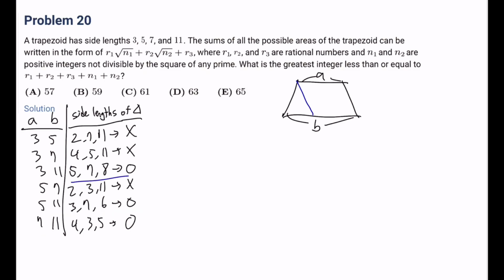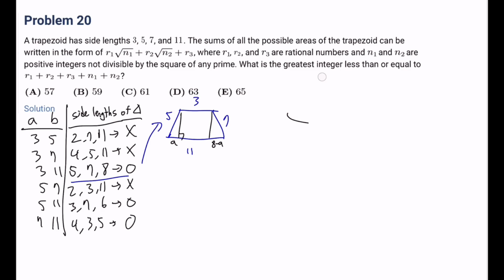So for this one, we're going to get a trapezoid like that, and it's going to be 3 and 11, and we're going to have 5 and 7 like that. And let's say that if we have perpendiculars, this is going to be A, and this is going to be 8 minus A. So that's going to give us 25 minus A squared.